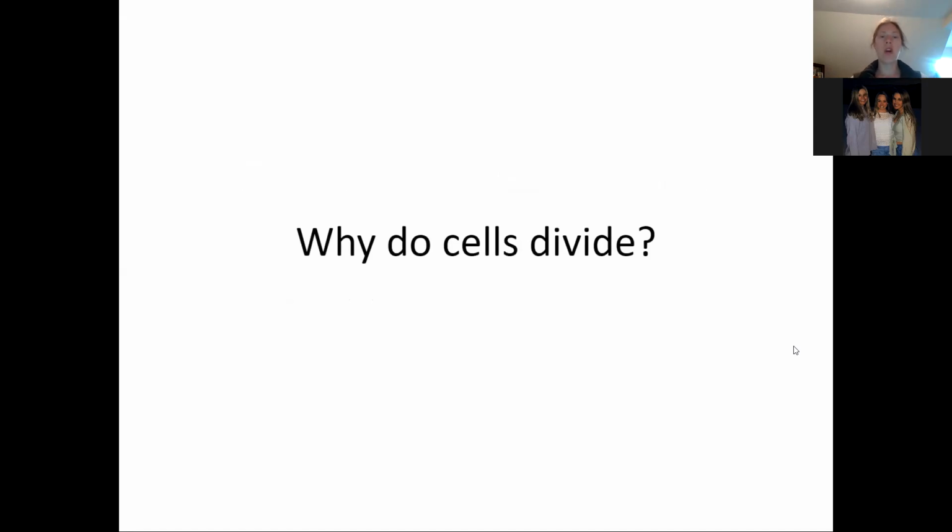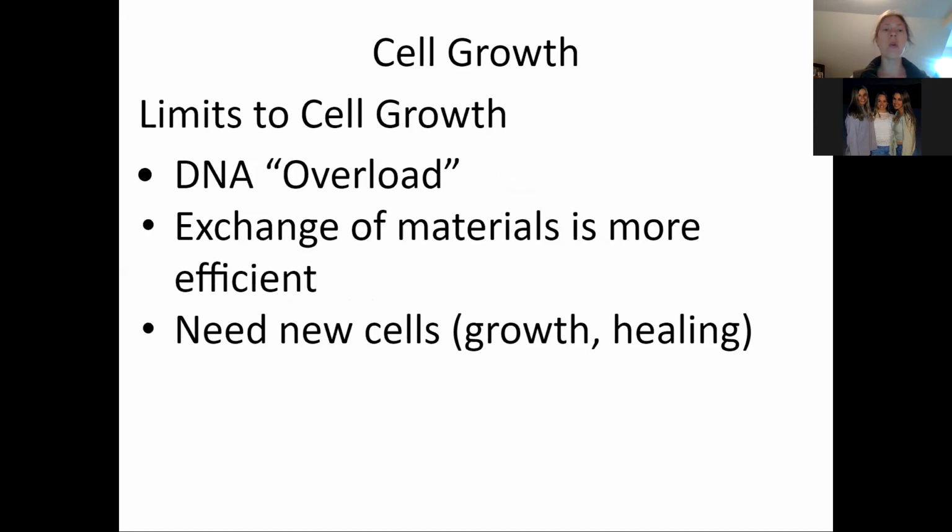So the big question to start off with is, why do cells divide? So there's several reasons. The one we might think of the most often is because we need new cells for some reason, growth or healing if you get injured. But there are a couple other reasons why cells divide.